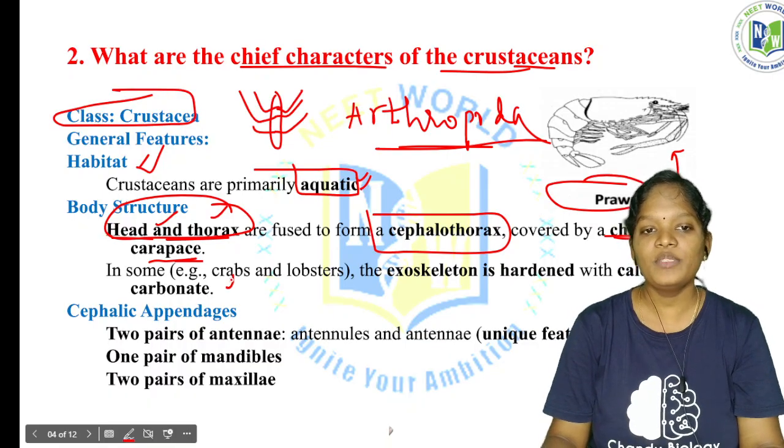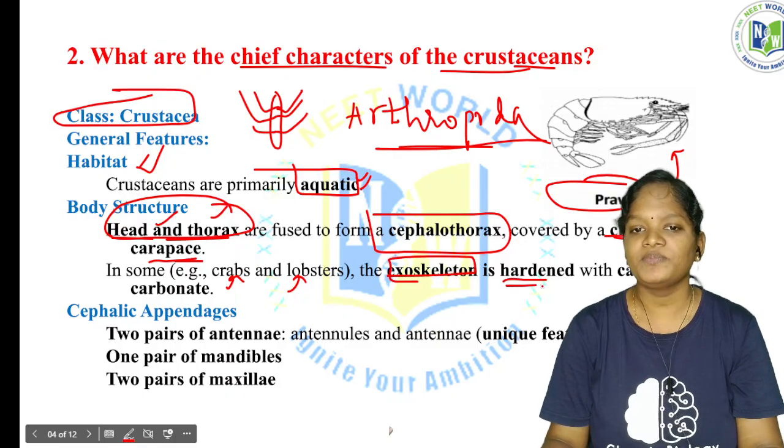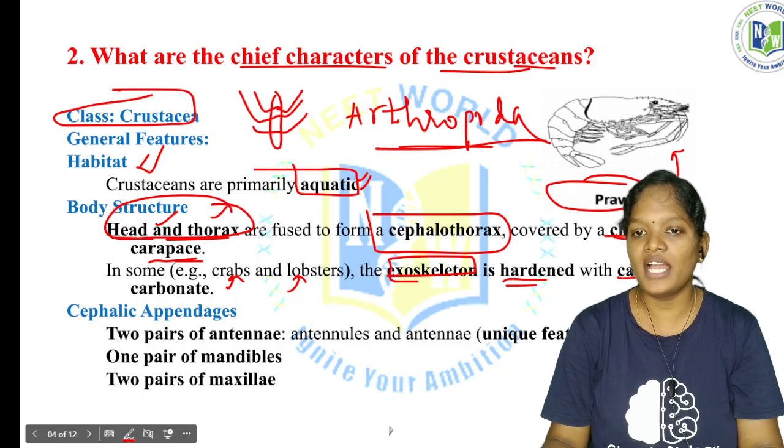Now, in some species, that is crabs and lobsters, the exoskeleton is very hardened. The exoskeleton is hardened with calcium carbonate.